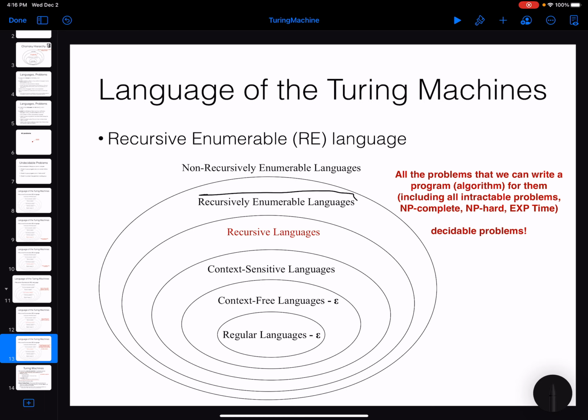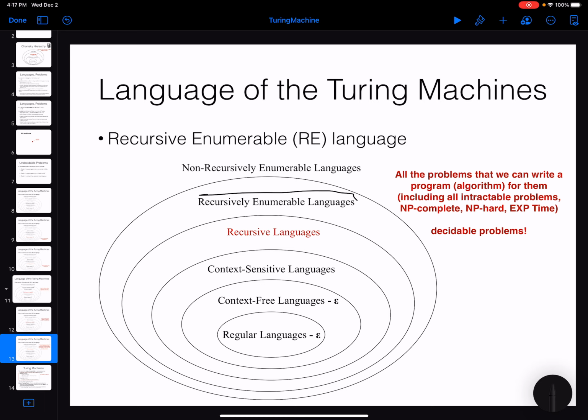Because I haven't defined the Turing machine yet, I cannot really go through more details here. But after I have defined the Turing machine, we can come back and discuss these two sets: recursively enumerable languages and recursive languages. So basically, recursive languages are a subset of recursively enumerable languages. But the important thing to know about recursive languages is that for all those problems, anyone can write an algorithm. It is possible to write an algorithm to solve them.